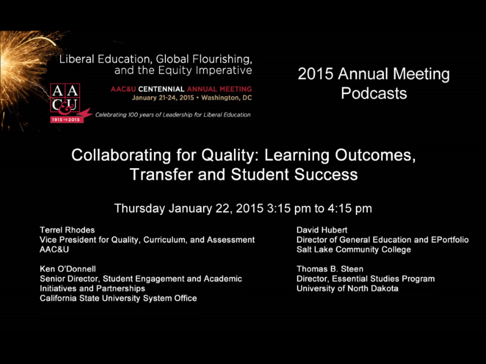So, thank you. My name's Ken O'Donnell. I work in California at the Chancellor's Office for the Cal State University System. And so that's 23 universities in a large and diverse state. We've got 391,000 undergraduate students, a surprising number of whom graduate eventually. And of those who graduate, about 60% start somewhere else, usually in the California community colleges.